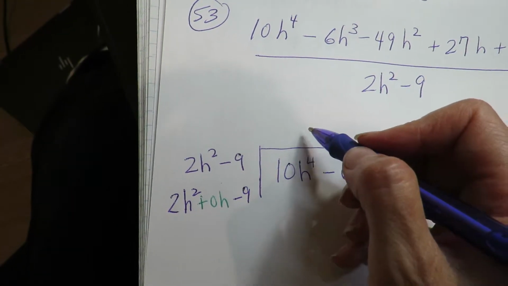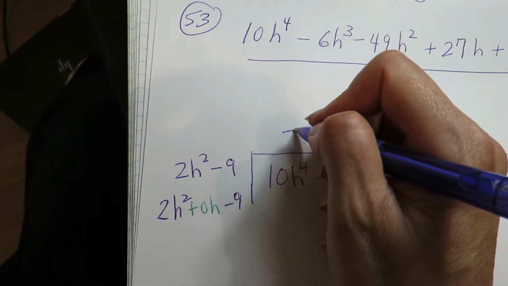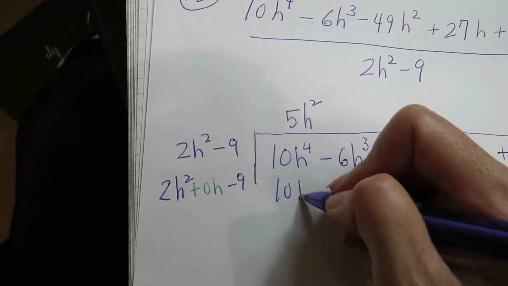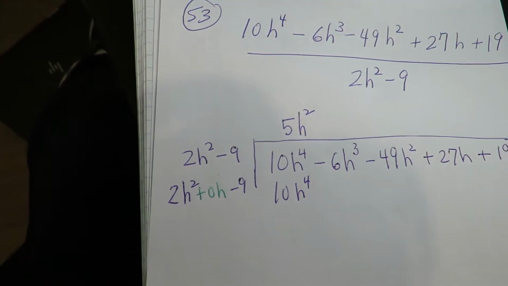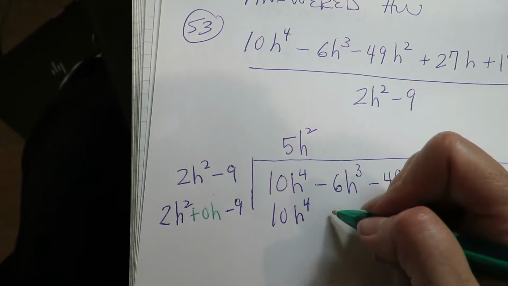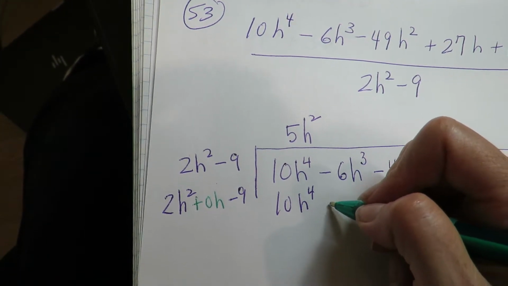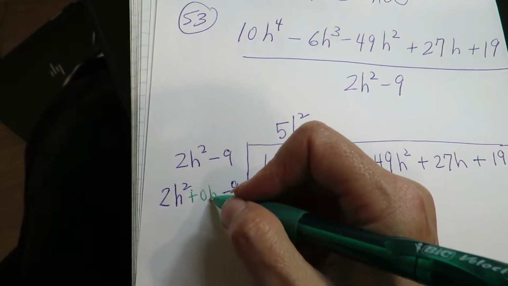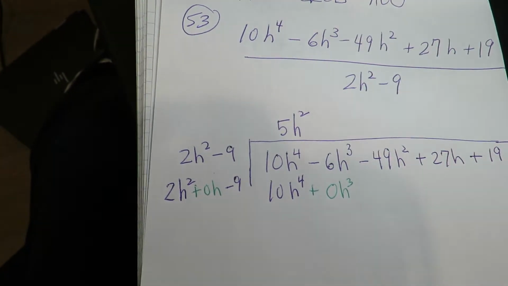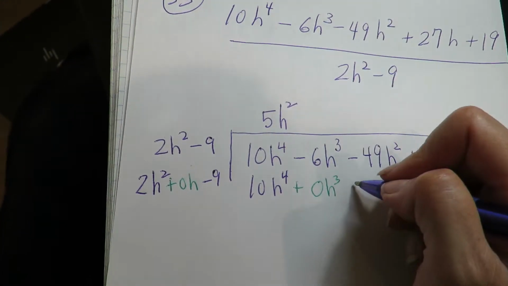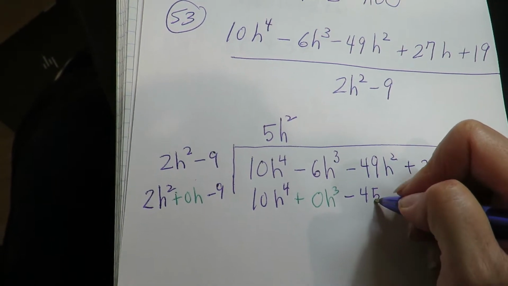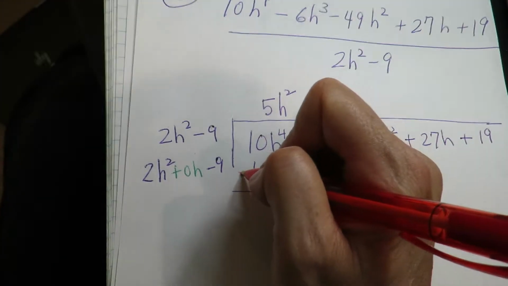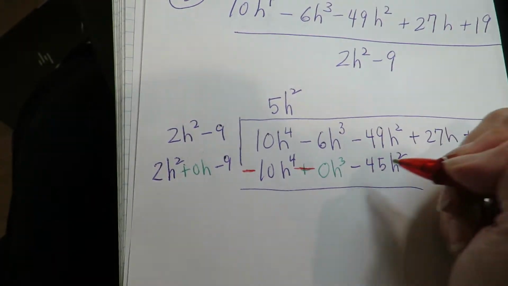All right, so let's see. What times this makes this? It's going to be a 5h squared. All right, so this times this is 10h to the 4th. If you're doing the green, anything times 0 is 0, but it's going to be 0 of this category, because you have 0 of the h cubed category. This times this is 45h squared. Some people like that, some people don't. Sometimes more stuff is just confusing. It's just up to you.